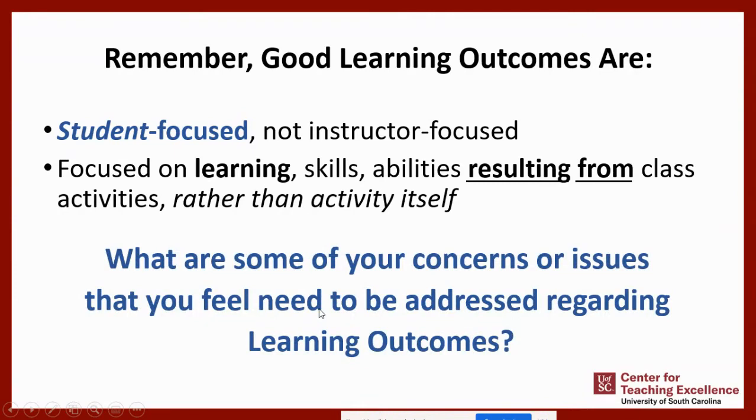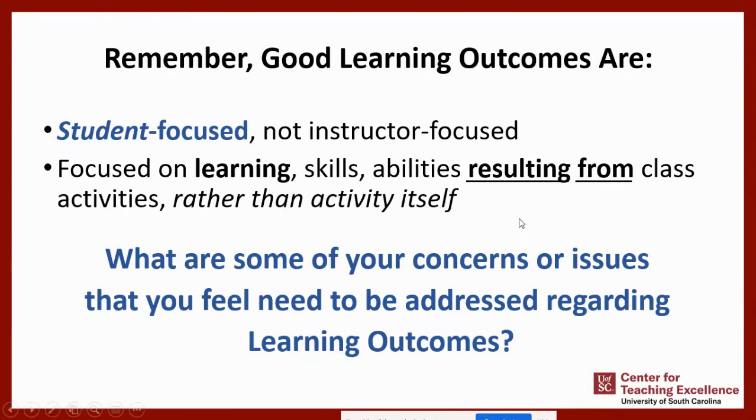So let me ask y'all, when we talk about the learning outcomes or the objectives for your course, what they're going to learn, what are some of y'all's concerns or issues that you may have had or you need to address in your own learning outcomes that you've written? Have y'all had any thoughts about those? I know some people say they feel like they have too many, which is a good thing to think about. Maybe you have too many. Y'all have any concerns or issues you want to ask about?